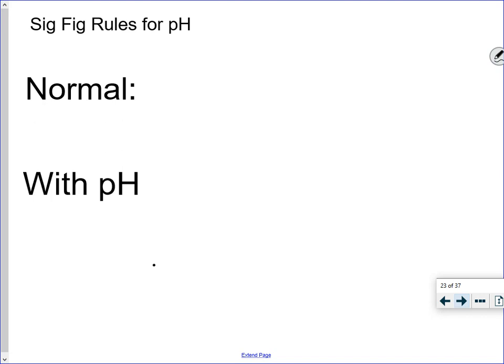But the pH rules change. The sig-fig rules change for pH. Let's say we had a normal number, 3.11 moles per liter. If I said, how many sig figs is that?